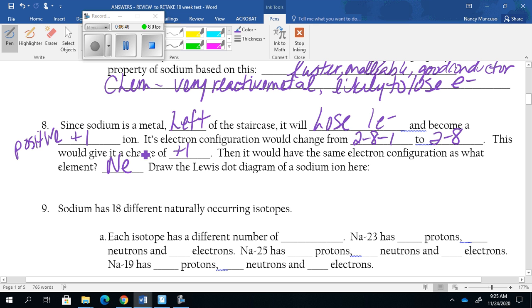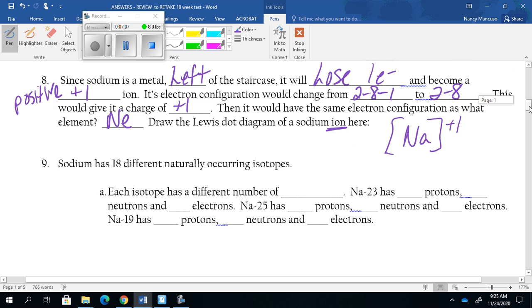Ne. And draw the Lewis dot diagram of a sodium ion. Remember, ions always need A, B, C, D. So A, the atom, B, the brackets, C, the charge, D, no dots. It lost its outermost dot. So I do not show any dots on my Lewis dot diagram.